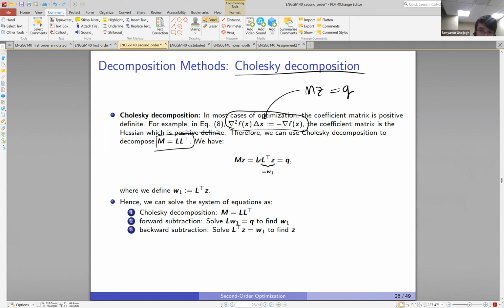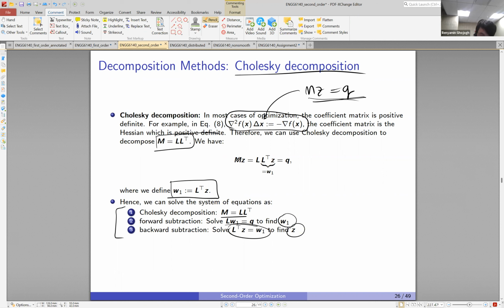So let's replace M with LL transpose, and let's take L transpose Z as W1, and MZ equals Q is the equation. So let's define W1 as L transpose Z, and let's do it in this order. First, do the Cholesky decomposition of M, and then solve LW1 equals Q to find W1. So I find W1, and then I put W1 into this equation to get Z. And these steps are fast because they are working with lower triangular matrices.